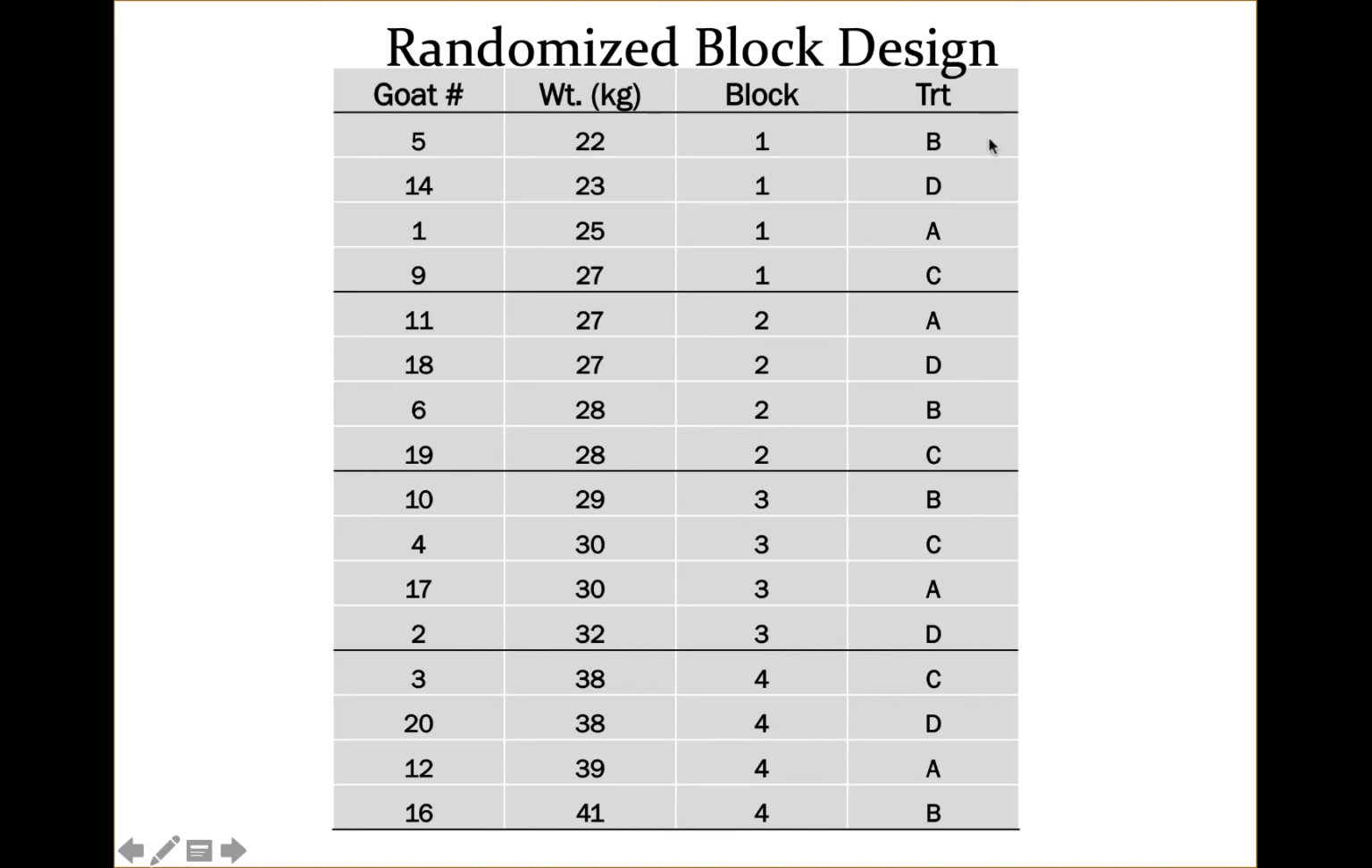We could then go in and assign treatments to each individual experimental unit. We have 4 treatments, A, B, C, and D, and you'll notice that they are randomly assigned in this last column, but each treatment occurs within each block.